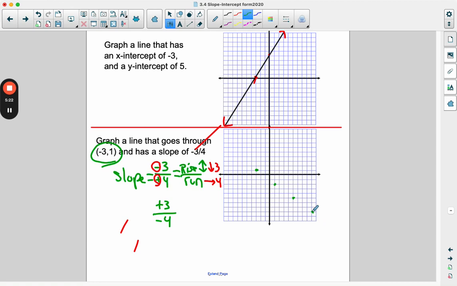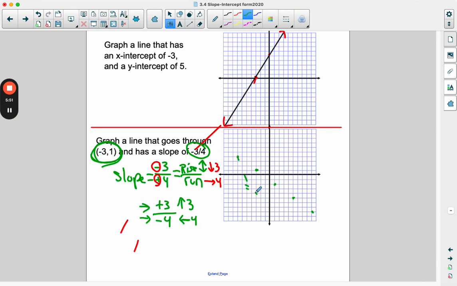Remember, I also said that a negative slope could also be written as a positive over a negative. A positive divided by a negative is also a negative. So thinking of rise over run, a rise of positive 3 means I could go up 3, and a run of negative 4 means that I wouldn't go right, but I would go left 4. So I could also have started at that point negative 3, 1, and I could have gone up 3, but left 4, and put a dot.